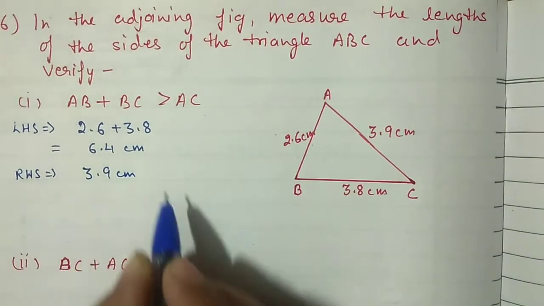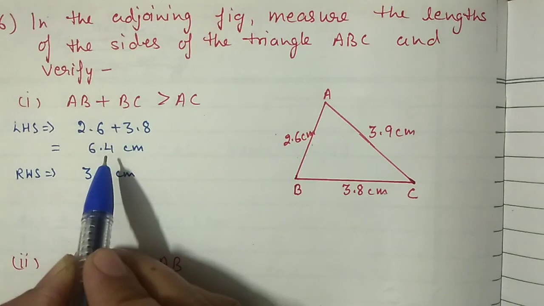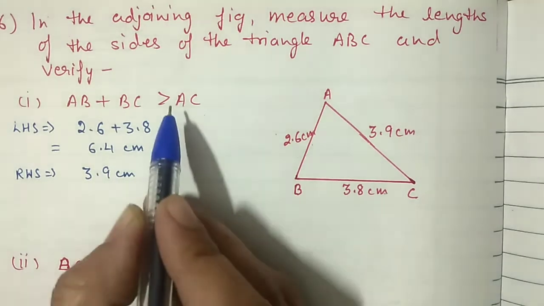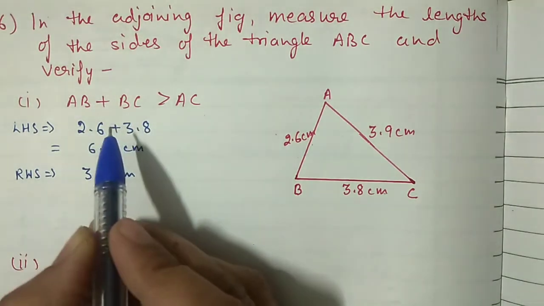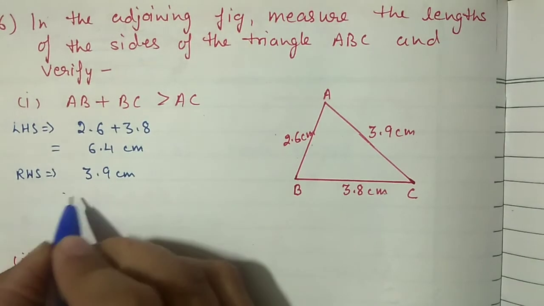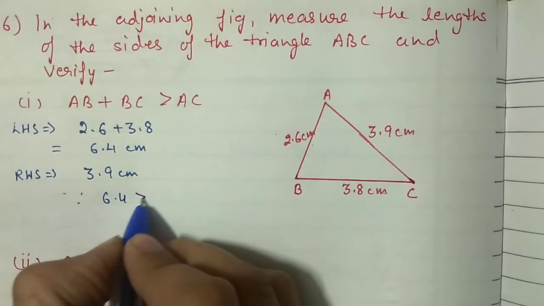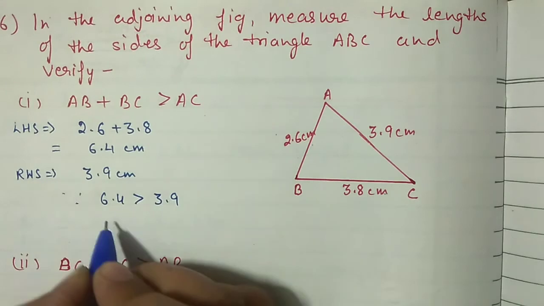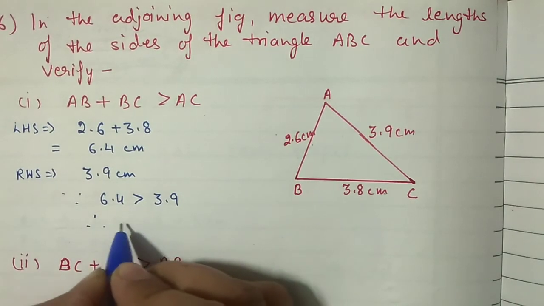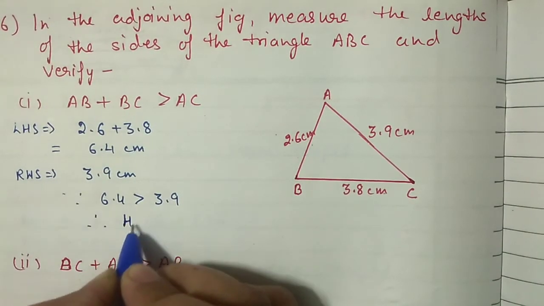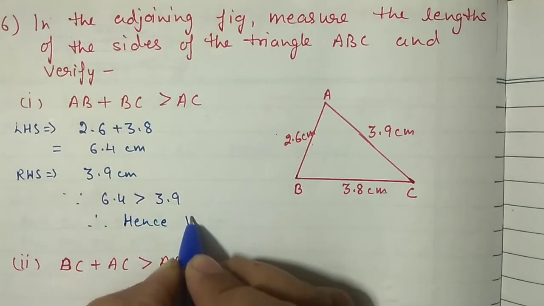And right side if we substitute we have AC, and AC is equal to 3.9 centimeter. So you can see here this 6.4 is greater than 3.9. So this inequation is verified because 6.4 is greater than 3.9. Therefore, or we can write, hence verified.